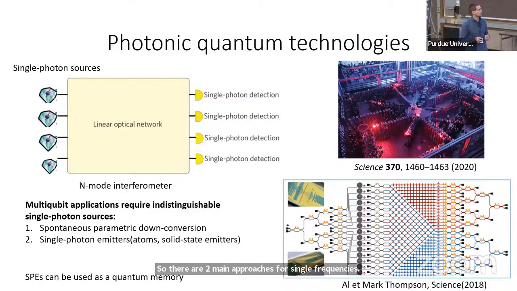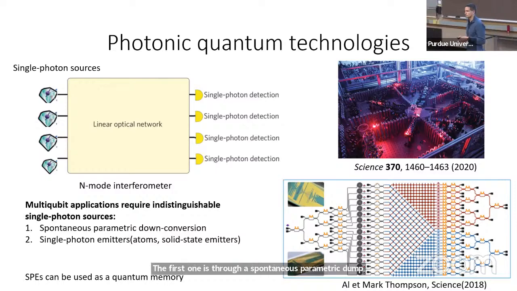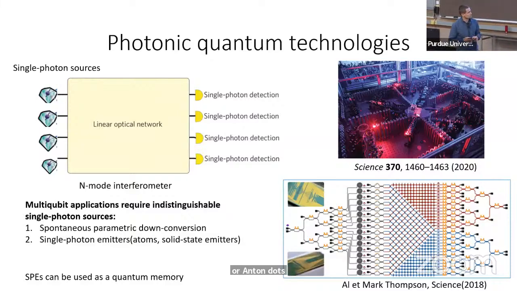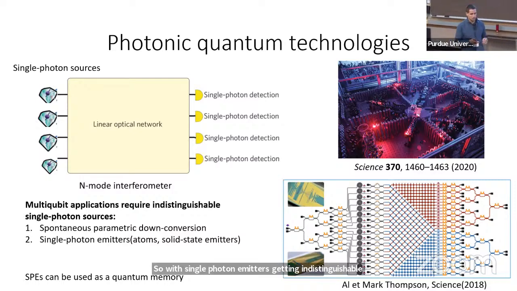So there are two main approaches for single photon sources. The first one is through spontaneous parametric down conversion, which can be realized through nonlinear optical processes when one photon splits into two. The second approach is with single photon emitters like atoms, solid state emitters, or quantum dots. With single photon emitters, getting indistinguishable photons is harder, but at the same time, it provides a way to create a deterministic source of quantum states of light.